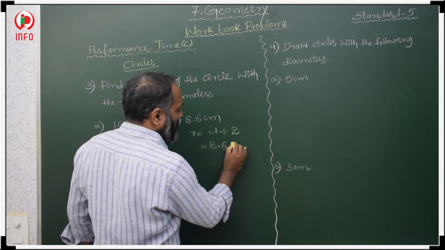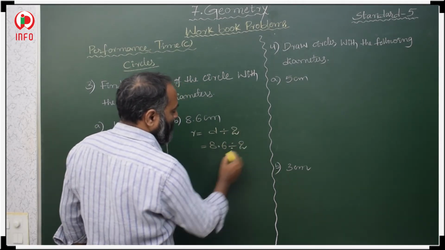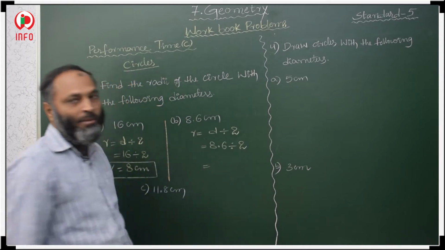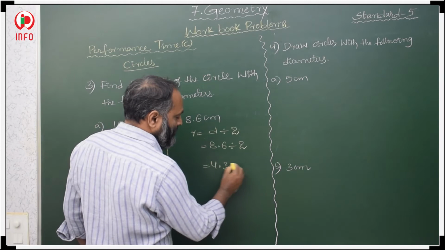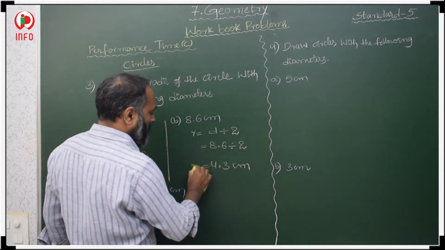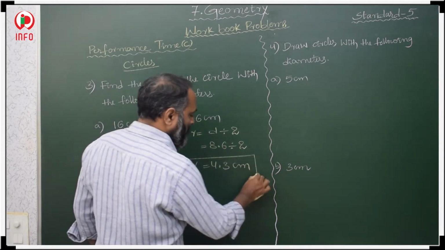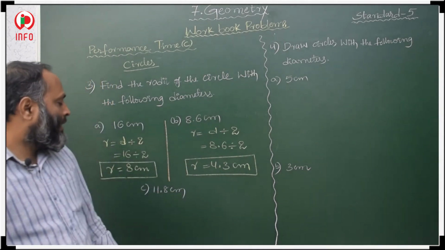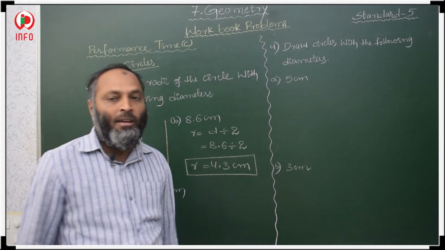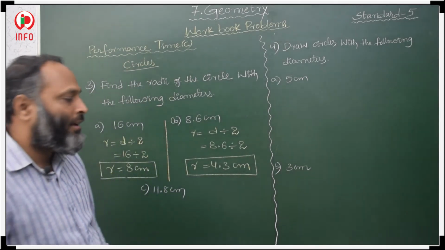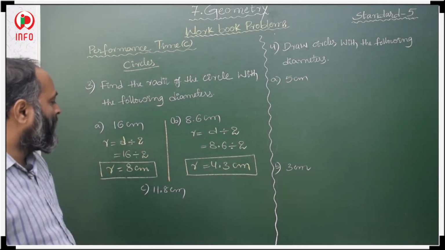8.6. 8.6 should be divided by 2. If 8.6 is divided by 2, then you will get 4.3. This is our radius. So half of the diameter is radius. Here 8 half is 4, 6 half is 3. 4.3. Okay. Then here 11.8.